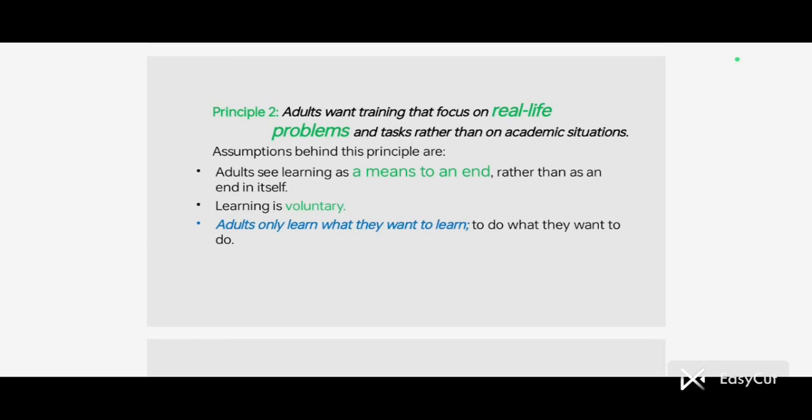Another assumption is learning is voluntary, based on willingness. It must have personal meaning and it must be of direct and immediate value, unless they want to be interested. Adults only learn what they want to learn, to do what they want to do.